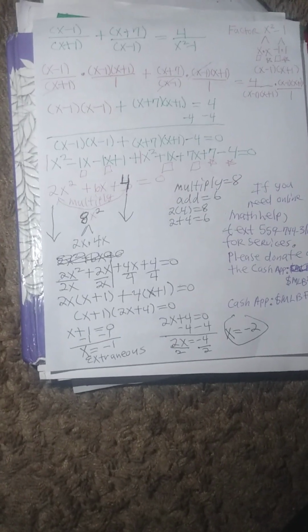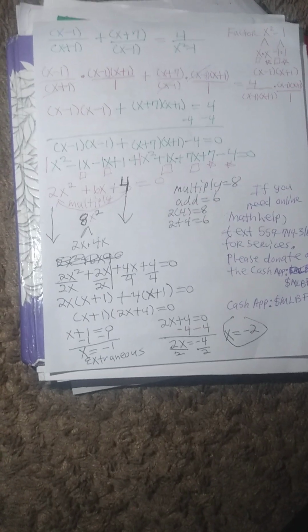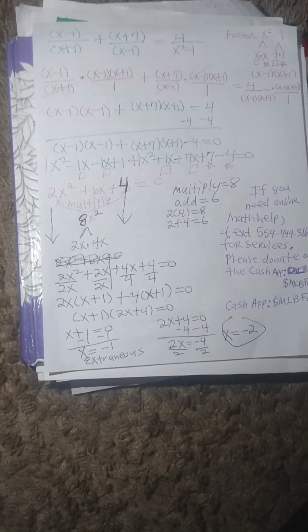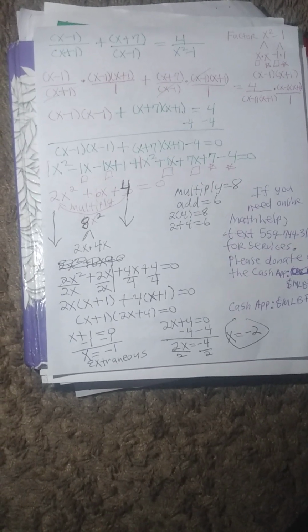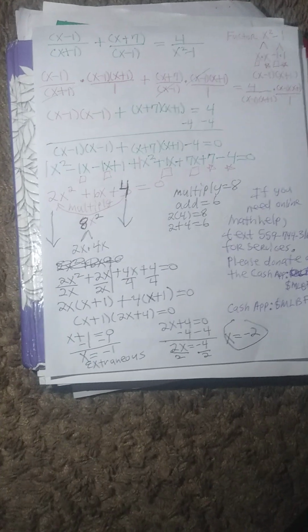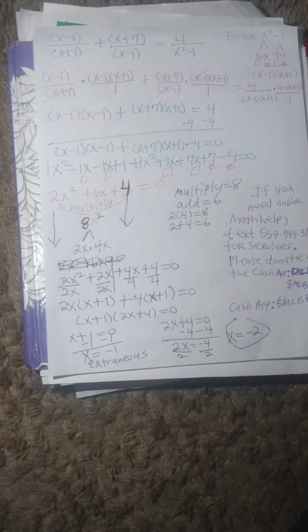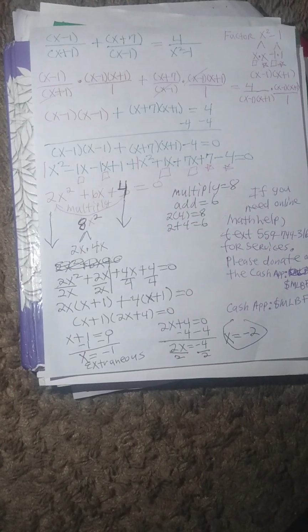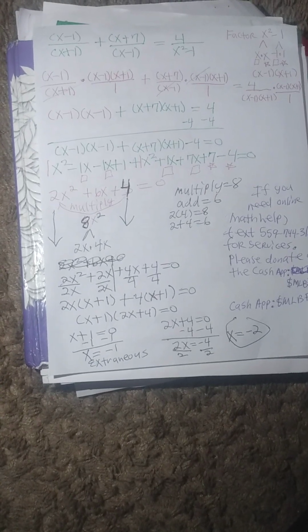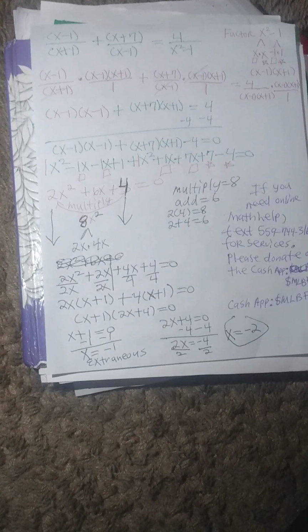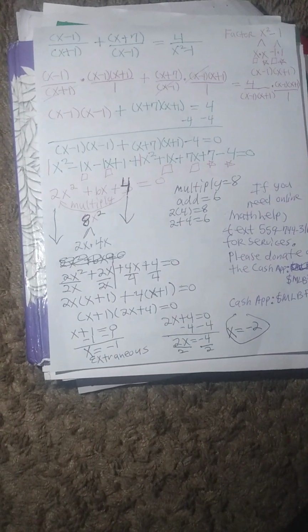So x minus 1 times x minus 1 is equal to x squared, or 1x squared, minus 1x minus 1x plus 1, and then x plus 7 times x plus 1 is equal to 1x squared plus 1x plus 7x plus 7, and then minus 4 equal to 0. So again, 1x squared minus 1x minus 1x plus 1 plus 1x squared plus 1x plus 7x plus 7 minus 4 is equal to 0.